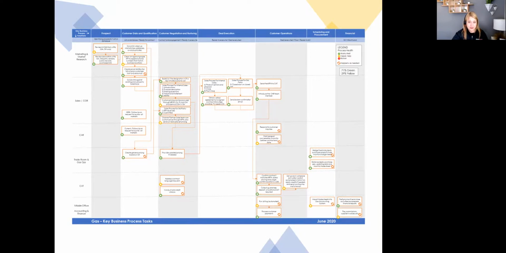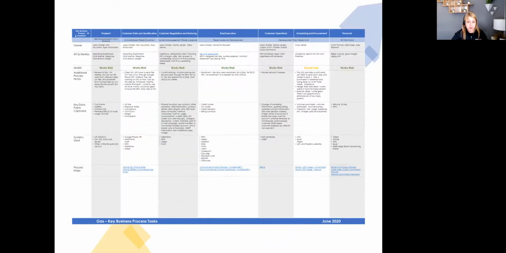Now, the back side of this, which is our next slide that we'll be getting into as well, talks about the details that you specifically need as part of your organization that would be helpful to understand about each of your key business processes. So for this example, we needed to understand who the owner was, what KPIs or metrics they were working on or tracking as part of it, how healthy that overall key business process was, what data points we were capturing, what systems we were using, and most importantly, what other documentation already existed to support that process.